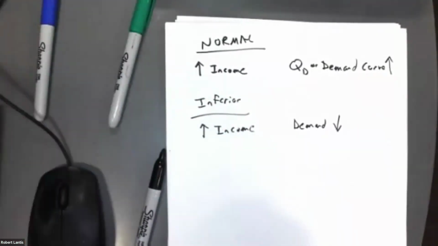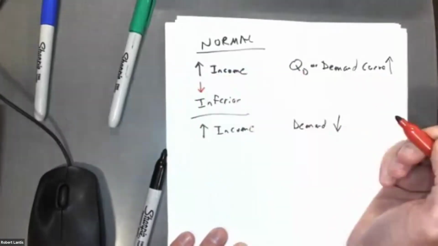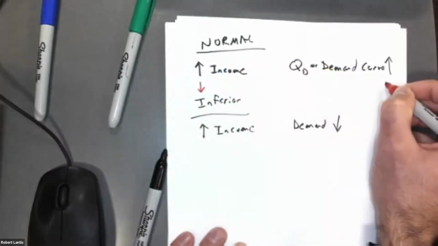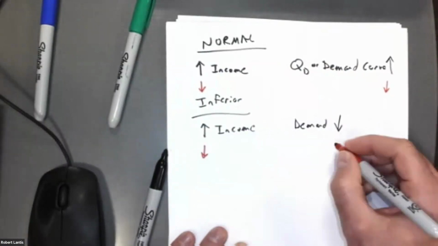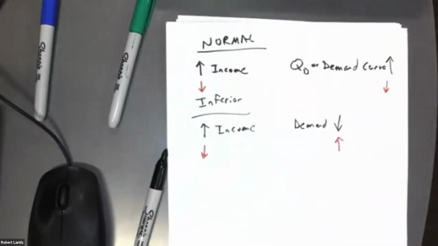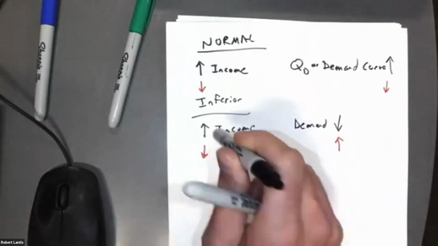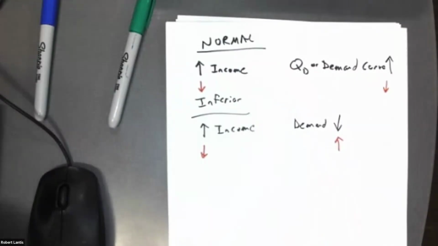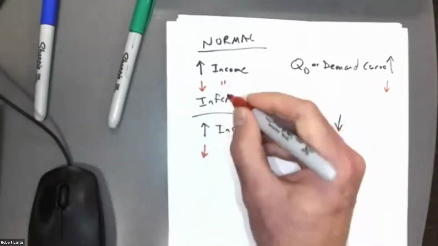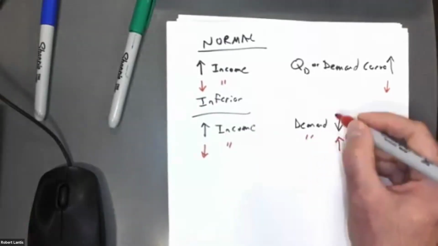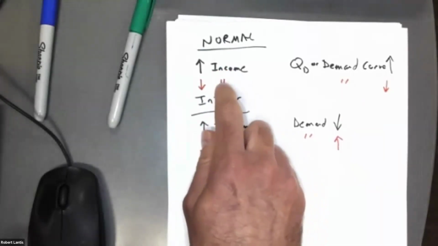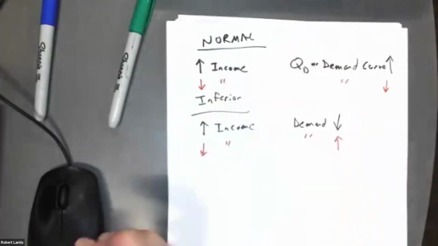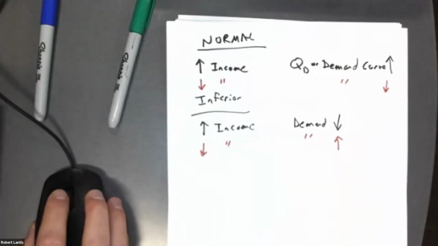And this can work the other way. If I have less income, then for a normal good, I'm going to buy less of it. And for an inferior good, if I have less income, I'm actually going to buy more of it. So the initial change can be an increase or a decrease in income. And then what we're looking at is what the impact would be on my demand curve from either that increase or decrease in income. That will vary depending on whether it's a normal or inferior good. Okay.